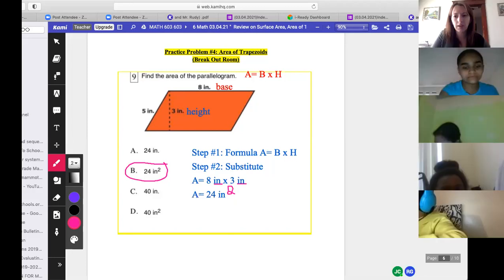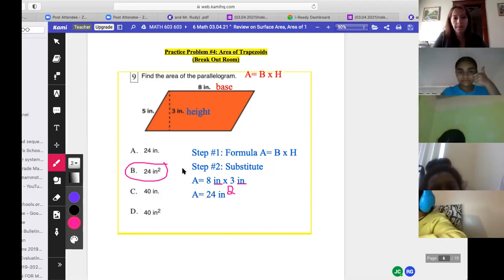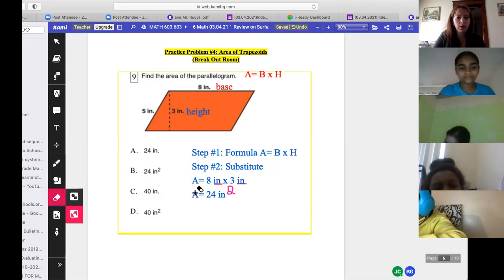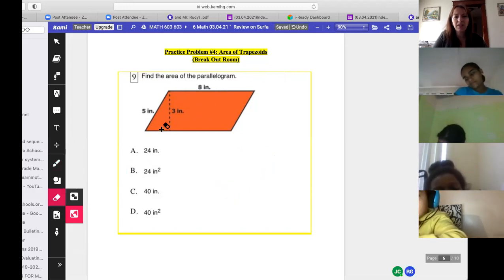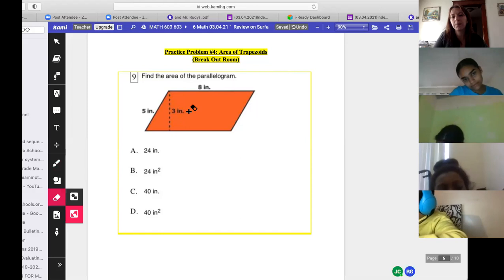Screenshot assistant, did we do this? Miss Roman? All right. I think we have one more, because this is a quick review. The reason why we didn't do the 5 is because it's not relevant to a parallelogram, because all we need is a base and a height. This 5 has nothing to do with a parallelogram, okay? I just want to make sure you understand that.